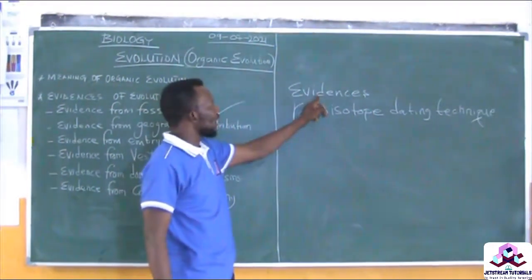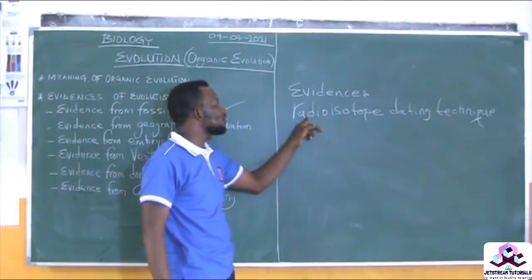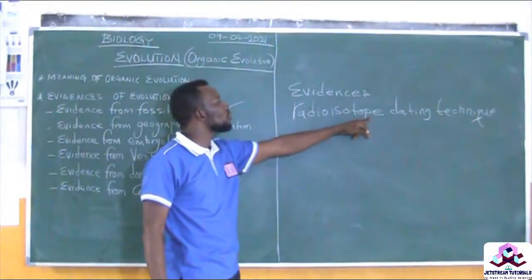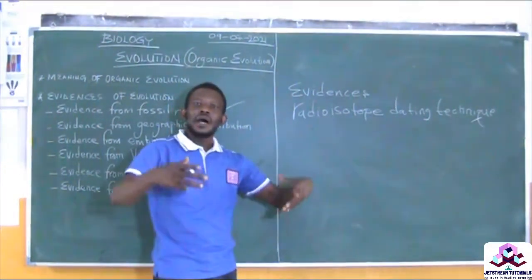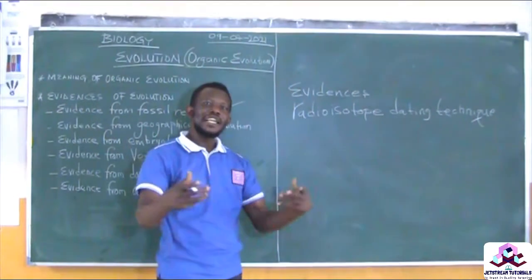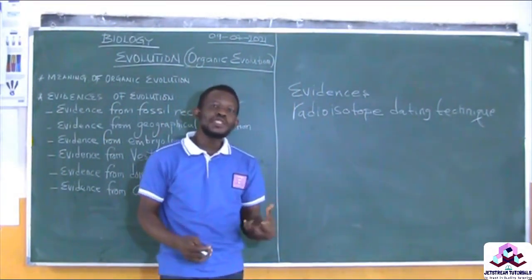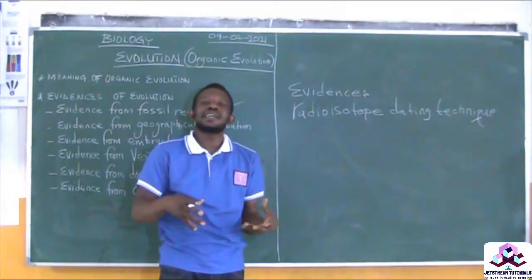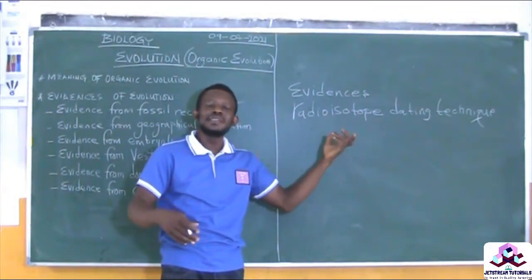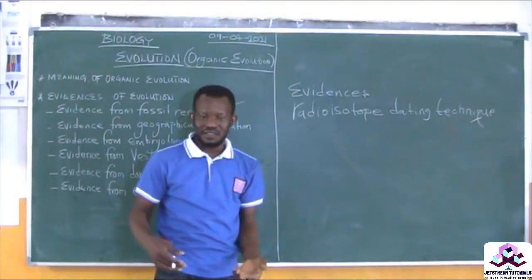Fossil record or evidence is gotten through the use of what is referred to as the radioisotope dating technique, where the remains of any living thing will be observed using the elements or minerals that are found in these living things.